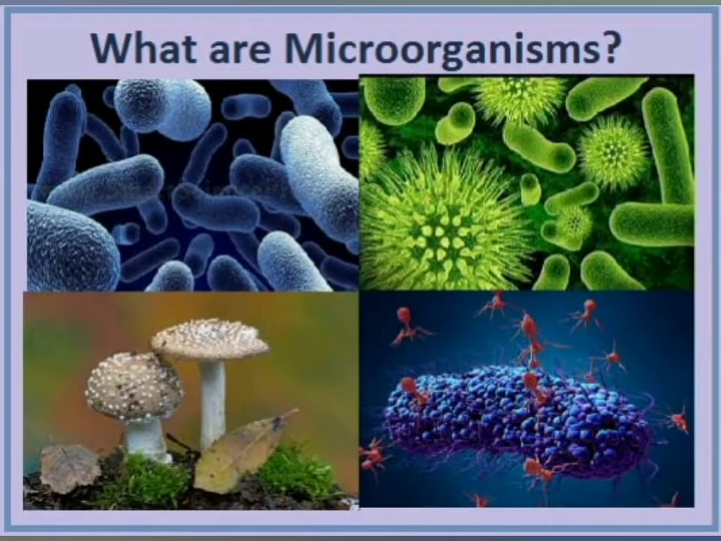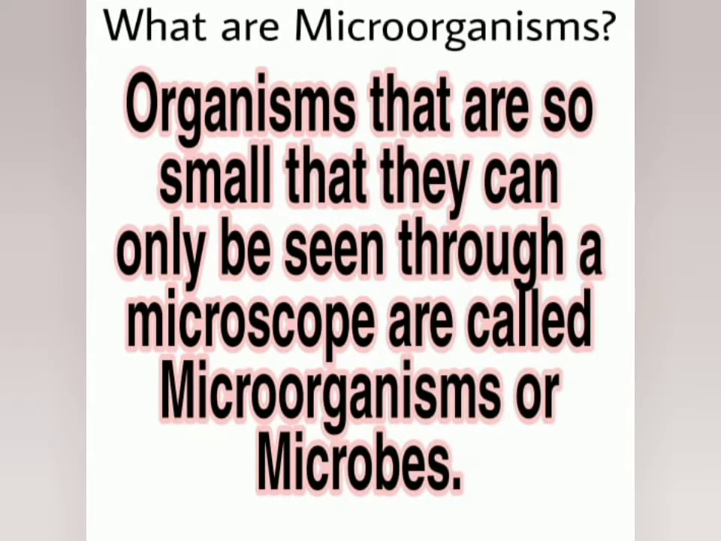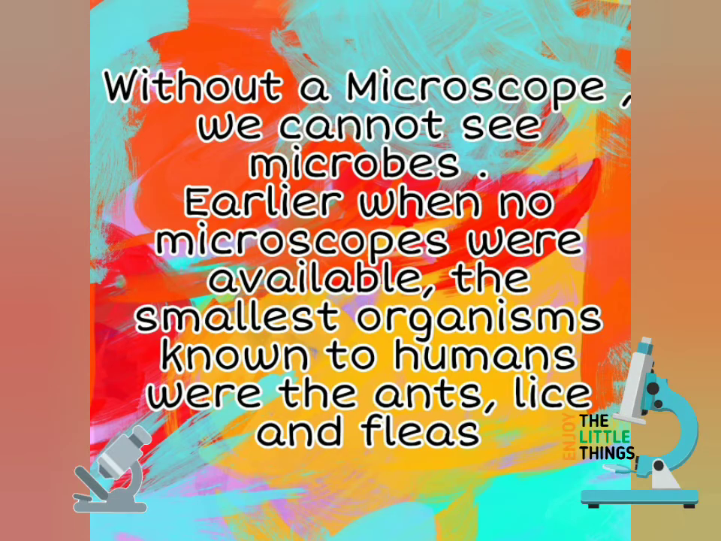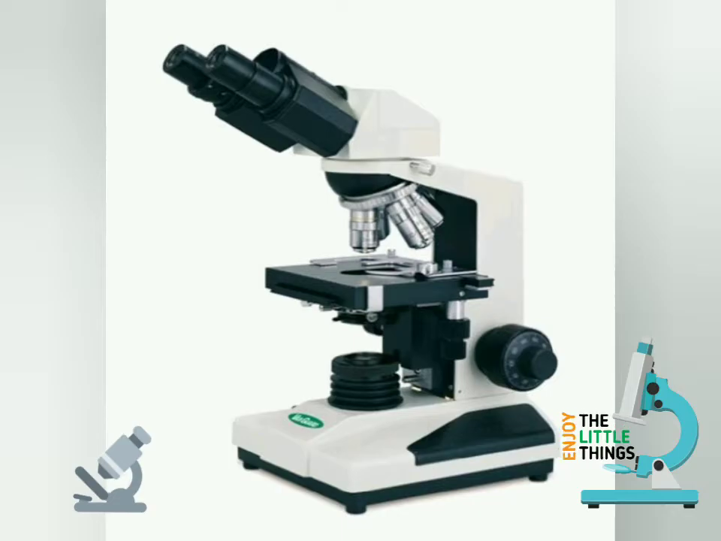So, what are microorganisms? Organisms that are so small that they can only be seen through a microscope are called microorganisms or microbes. Without a microscope, we cannot see microbes. Earlier, when no microscopes were available, the smallest organisms known to humans were the ants, lice, and fleas.